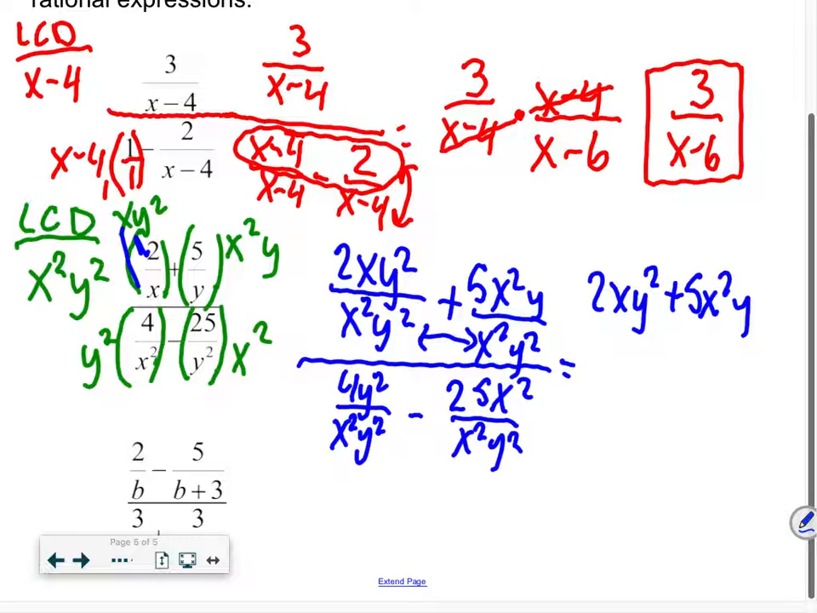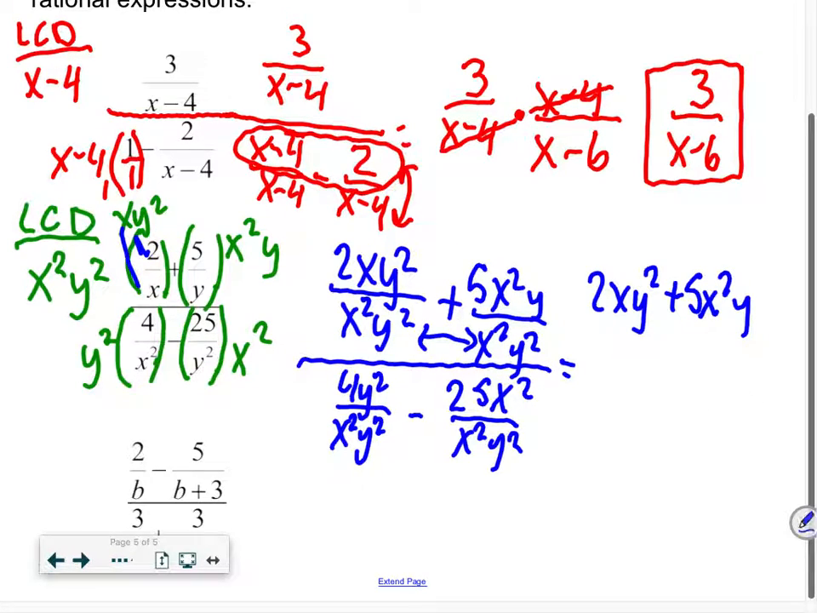Can I add them? Look at your x. How many x do I have here? 2. How many x do I have here? 1. Can I add x squared plus 2x? Probably not. So don't add these. Only if they look exactly the same.